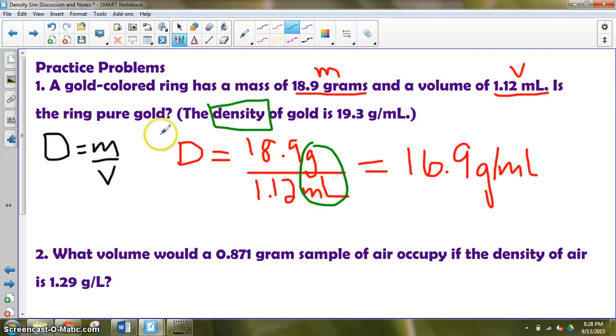Now you'll notice we still have to answer the question. We would say, no, this ring is not pure gold because the densities do not match up. We learned that density is a property that is the same for all samples of that material, and since it is not equal to 19.3, this must not be gold. Please make sure that as you continue to work through the notes, you finish the practice problems on the rest of the page, and an answer key will be available to check during class.